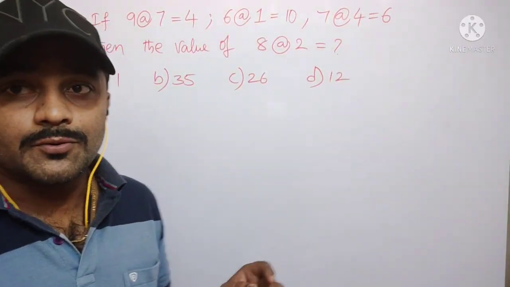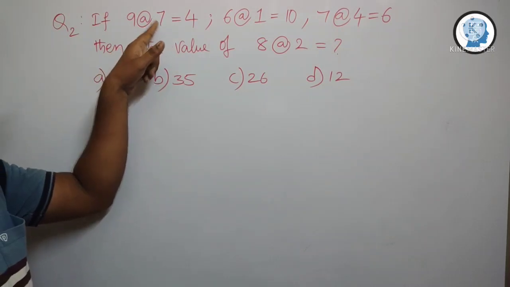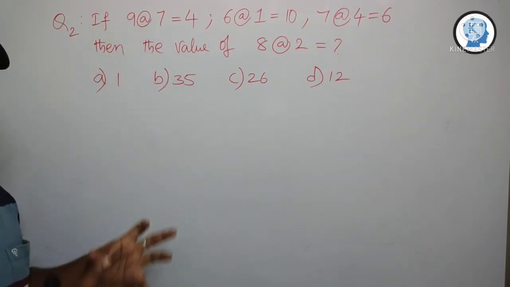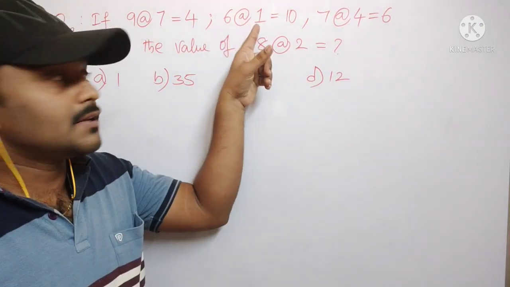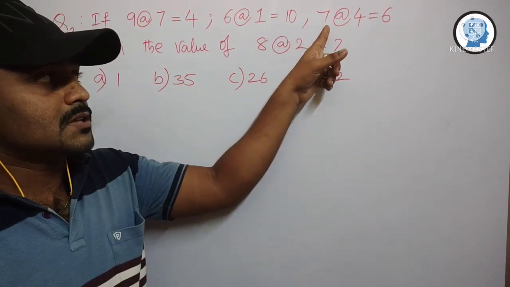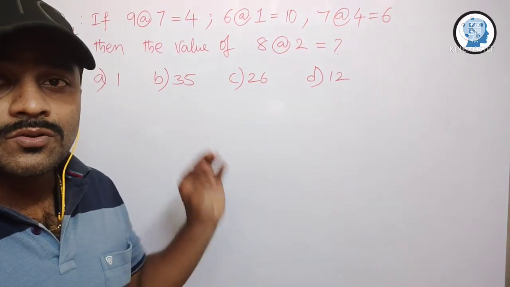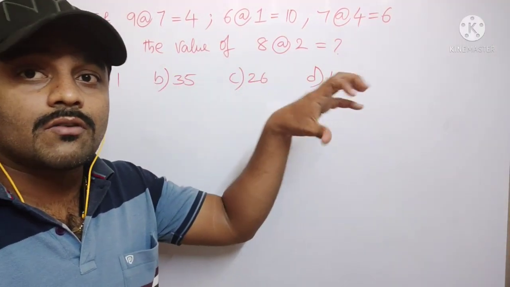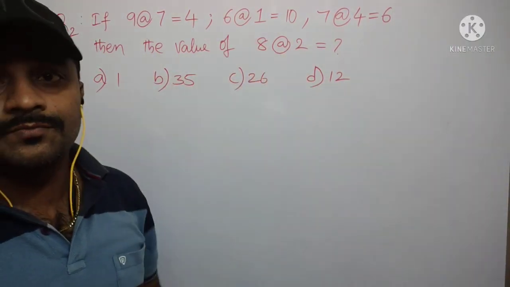See problem 2. Question 2. If 9 at the rate 7 is equal to 4, 6 at the rate 1 is equal to 10, 7 at the rate 4 is equal to 6. Here the symbol is changed to at the rate. They can give any type of symbol here. So three expressions are given, and these three expressions follow a special logic. That logic we have to find. Then the value of 8 at the rate 2.